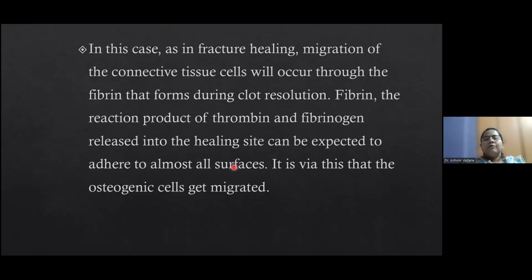In this case, as in fracture healing, migration of the connective tissue cells will occur through the fibrin that forms during the clot resolution. Fibrin, what is it? It is the reaction product of thrombin and fibrinogen, which is released into the healing site, and it can be expected to adhere to almost all surfaces. It is via this that the osteogenic cells migrate.